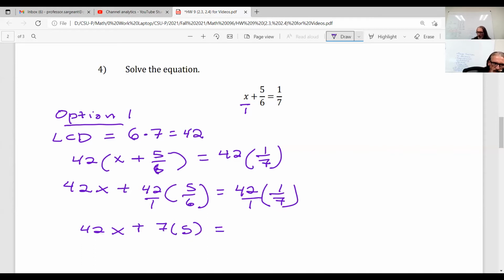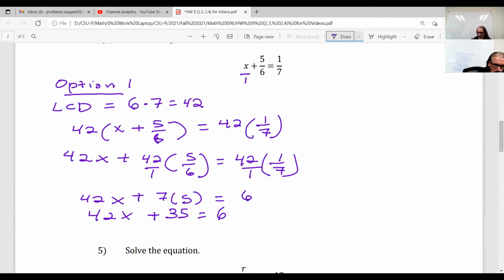I still need to figure out what 7 times 5 is. 7 goes into itself once and into 42 6 times. 6 times 1 is still 6. And now all my denominators would be 1. Subtract 35 from both sides. And let's see, bring it up here.